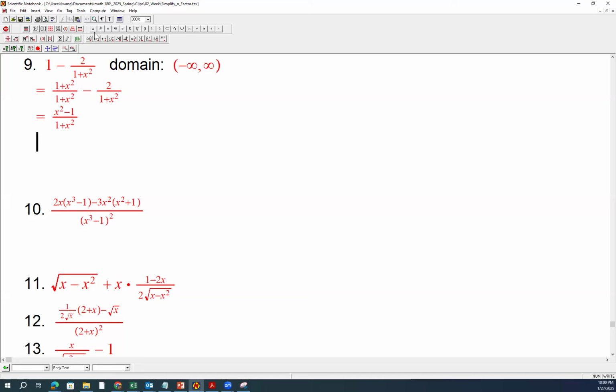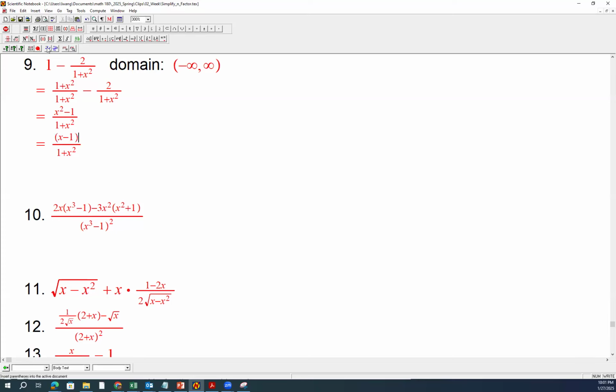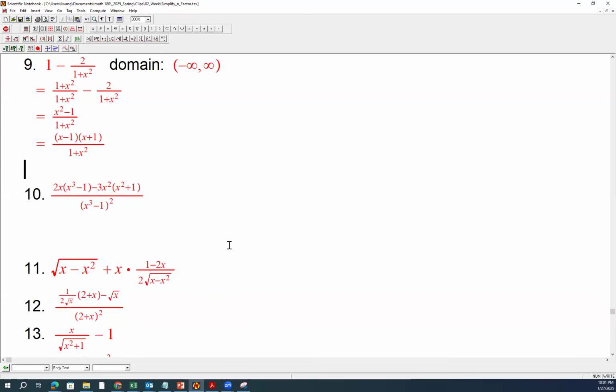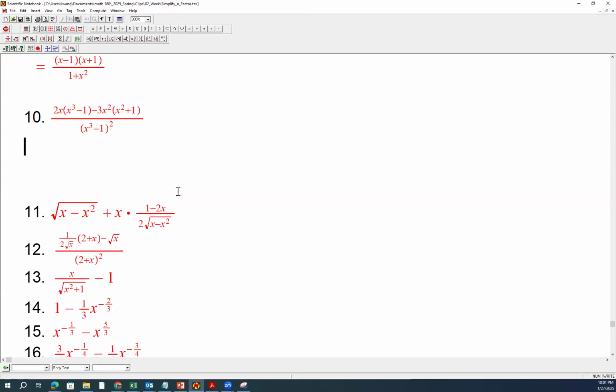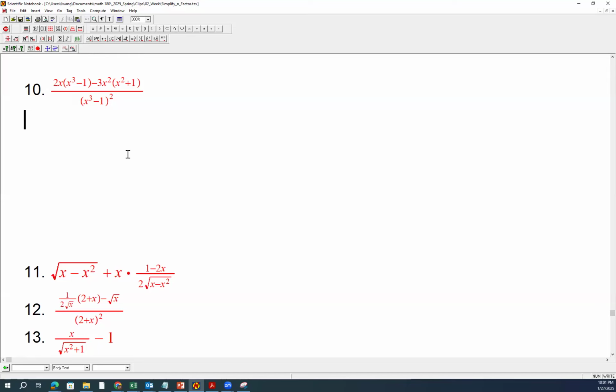And we want to be in factored form. And we factor x squared minus 1. That's going to be x minus 1 times x plus 1. Finished. Done. Okay. I'm sure as you follow along you are getting better and better at this. And these are the real algebra in calculus. Make sure you practice them often.